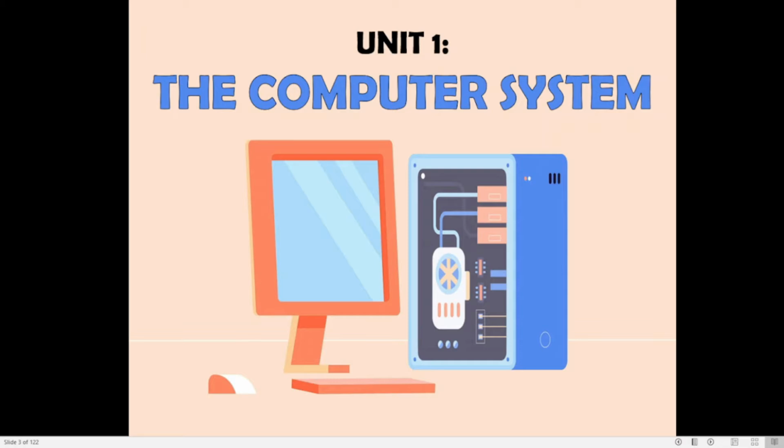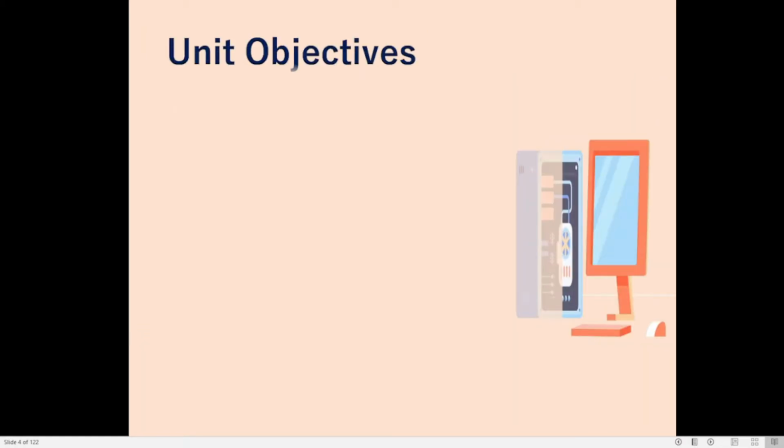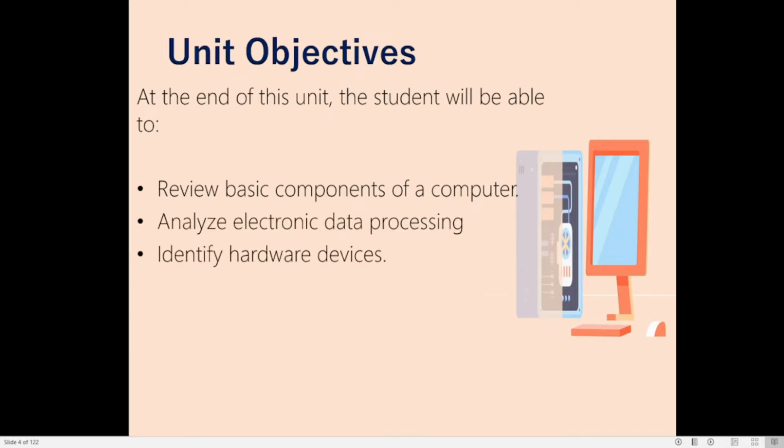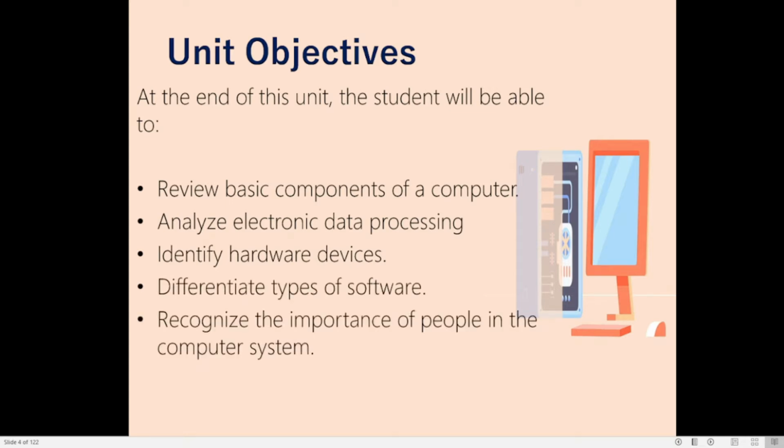Our first topic is we have to talk about the computer system. Medyo mahaba-haba ito, so we will break down the subtopics related to computer system. Our objectives at the end of this unit is the student will be able to review basic components of a computer, analyze electronic data processing, identify hardware devices, differentiate types of softwares, recognize the importance of people in the computer system, and identify the basic PC assembly guidelines.